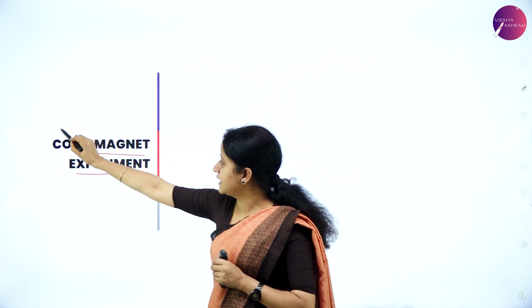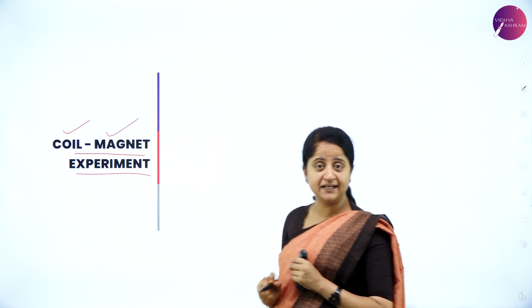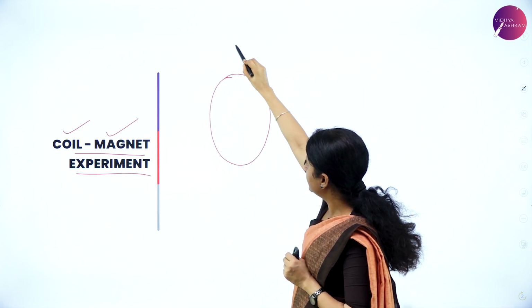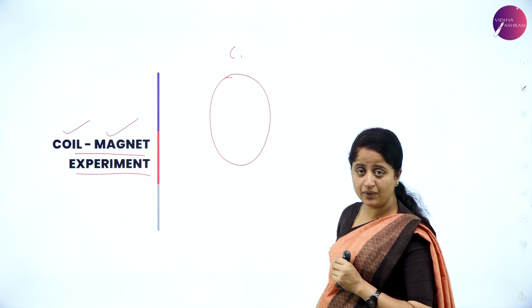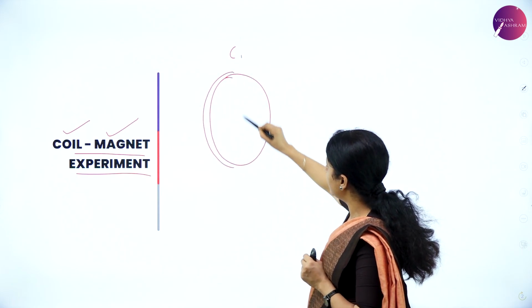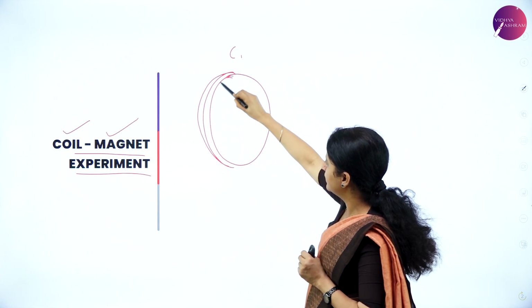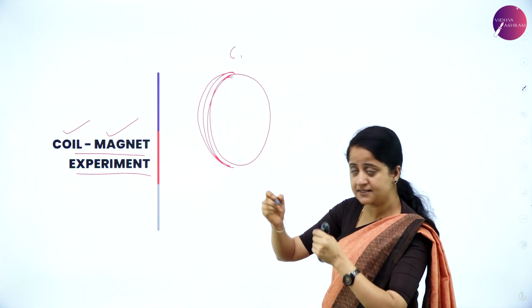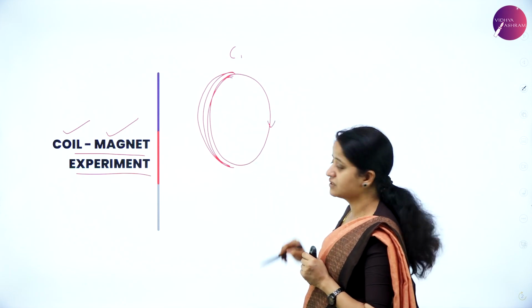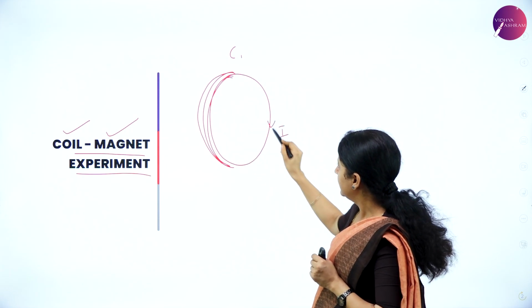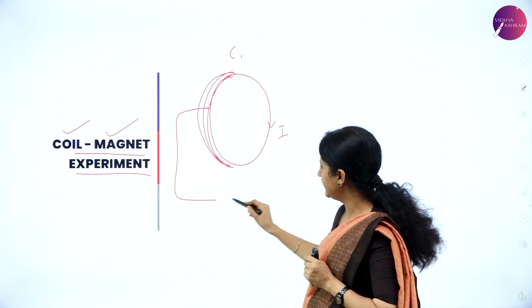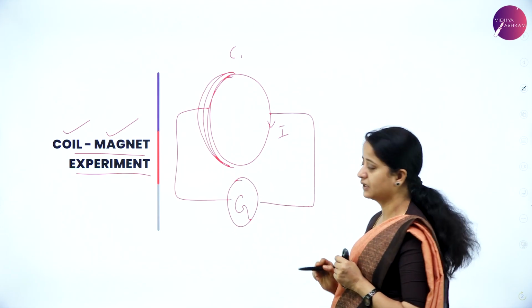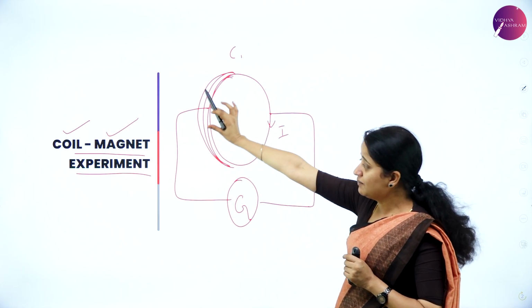The experiment name says coil magnet experiment, which means we have a coil in the setup. I'll call it C1. Say for example, this coil has n number of turns. So it has a number of turns and the current is flowing in the coil, and this current is detected with the help of a galvanometer. Now, it's a coil magnet experiment.